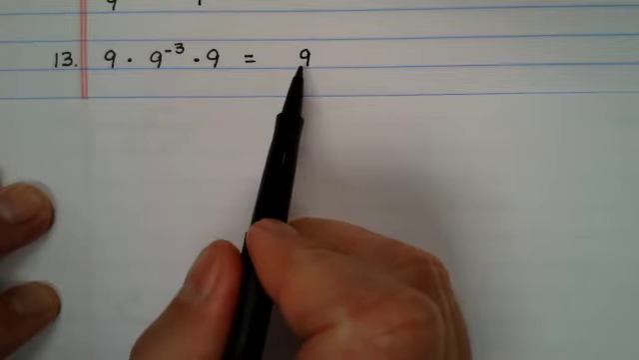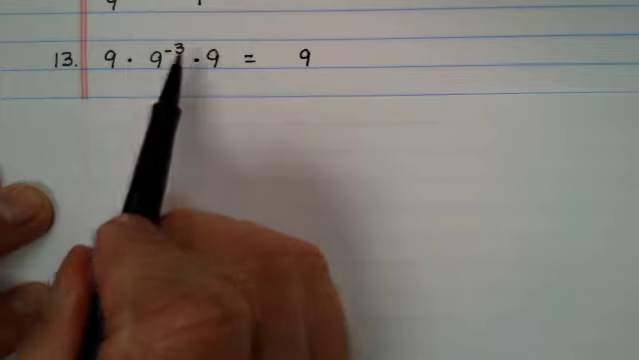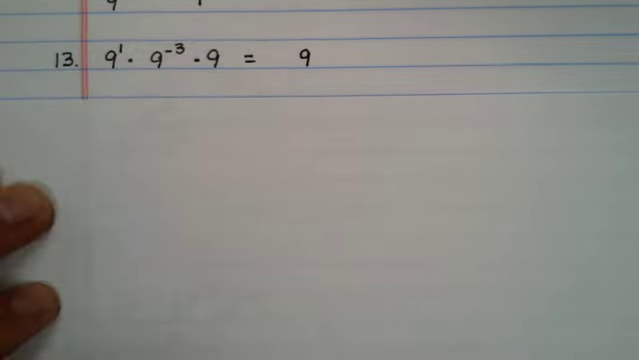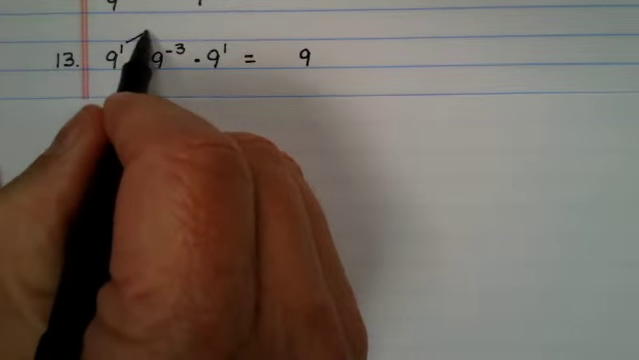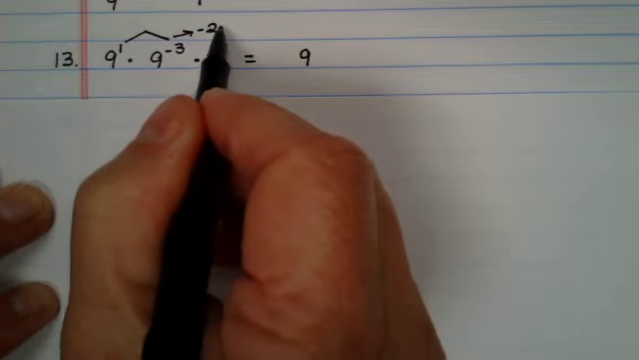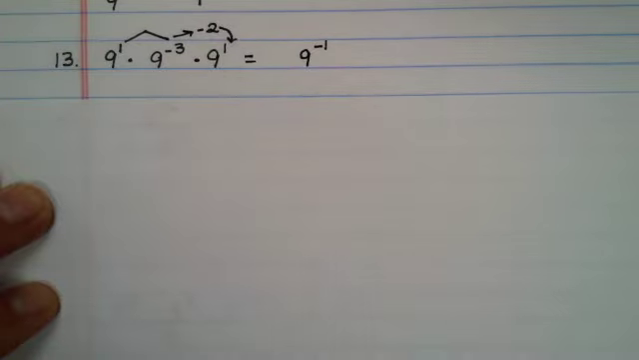I'm going to write down my base. And then if I'm multiplying, what do I do with my exponents? I add those together. Remember, if I can't see an exponent, there's an exponent of 1 right there, and an exponent of 1 right there. 1 and negative 3 added together is negative 2. And negative 2 and 1 added together is negative 1.